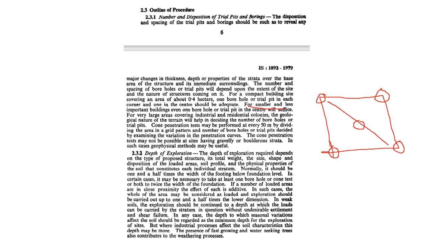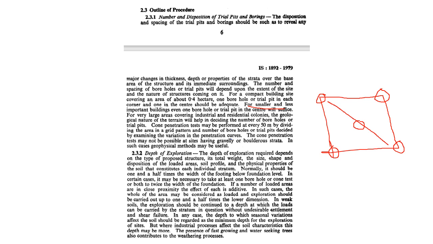Okay. So, for very large areas covering industrial and residential colonies, it depends upon the geological terrain that is existing at the site. So you have to compare both your plans and the geological terrain existing at the site, and then you have to decide on the boreholes. Okay, and how do you want to space it? How you want to fix the number and all will depend upon that. It will all be site specific when it comes to industrial projects or residential colonies covering large areas.